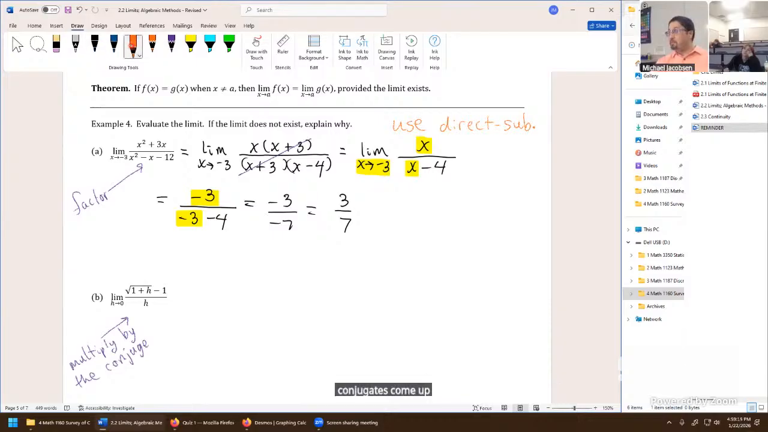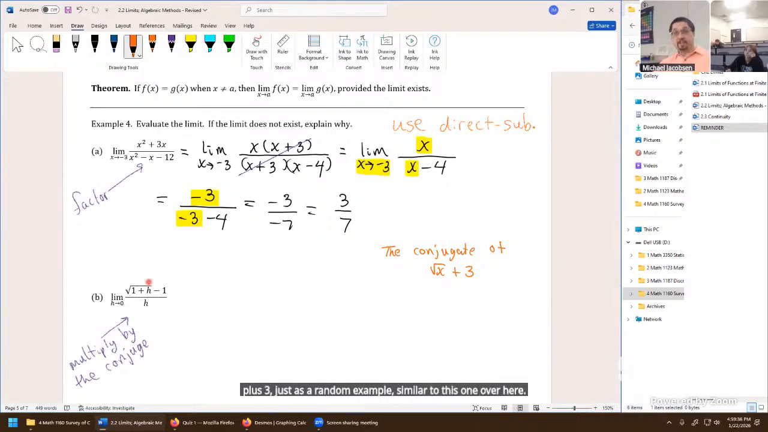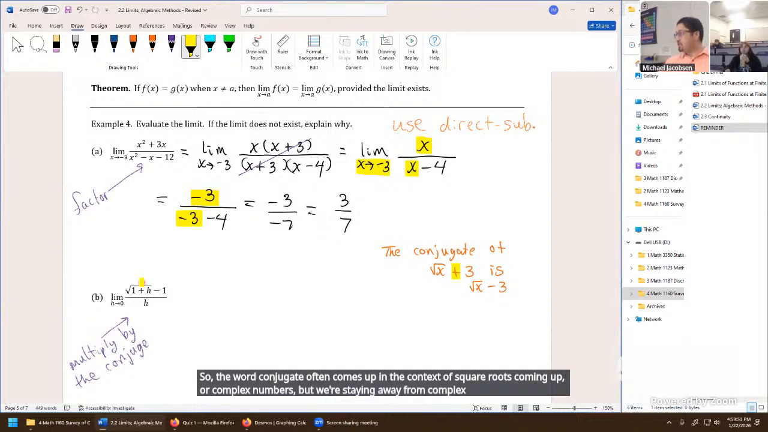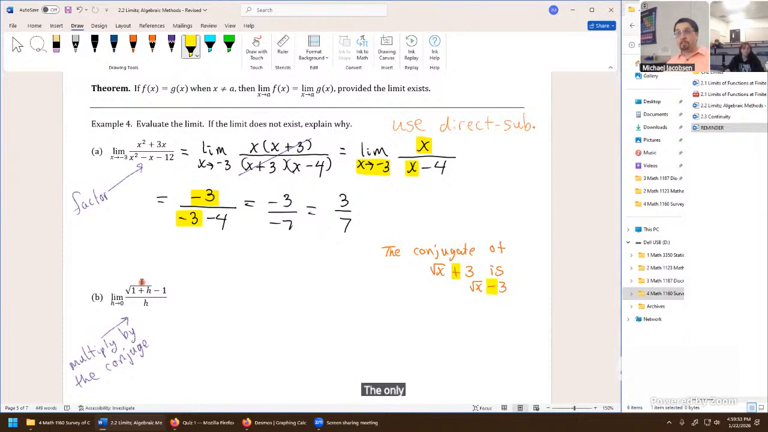Conjugates come up. So let's review that right here, what we mean by conjugate. The conjugate of something of the form, let's say, root x plus 3, just as a random example, similar to this one over here. The conjugate of root x plus 3 is root x minus 3. The word conjugate often comes up in the context of square roots or complex numbers, but we're staying away from complex numbers in this course. And the only thing that happens is you change a positive to a negative to get a conjugate.